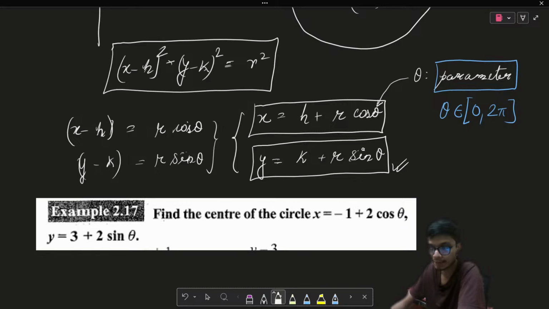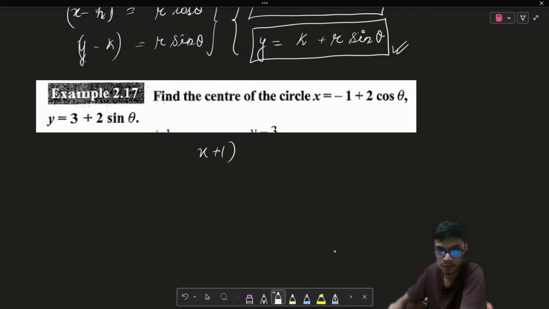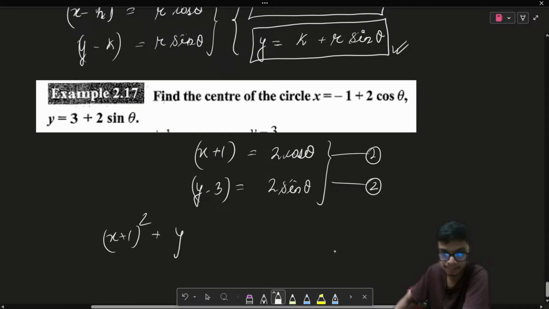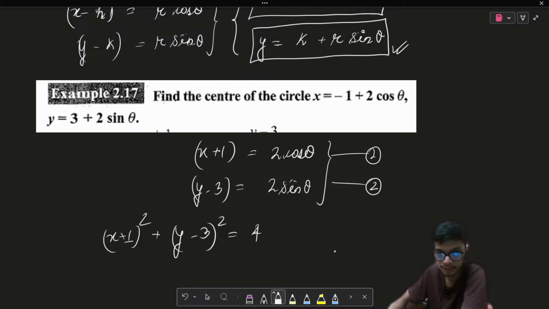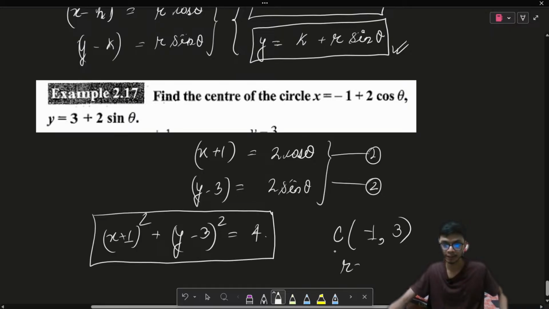So over here, if I have this equation of a circle given in the parametric form, from here I can write x plus 1 is equal to 2 times cosine theta and y minus 3 equals 2 times sine theta. Now in order to remove this sine theta and cosine theta, I just take these two equations, square and add them, then I will get the following equation: x plus 1 whole square plus y minus 3 whole square is equal to 4. Now this is free of this parameter theta, and this is our general formulation of the circle, where the center is minus 1 comma 3 and my radius is 2.